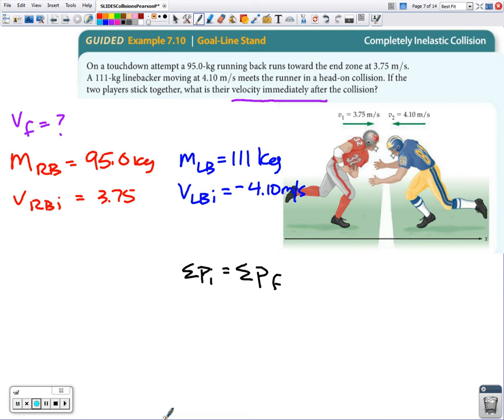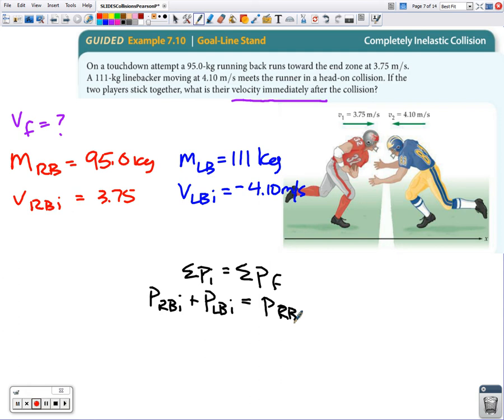Because this is an interaction, a collision, momentum has to be conserved, so sigma pi equals sigma pf. Before the collision, there are two objects, so we have to look at each of their momentums separately. But after the collision, we only have one object.